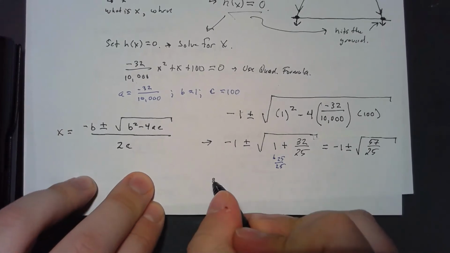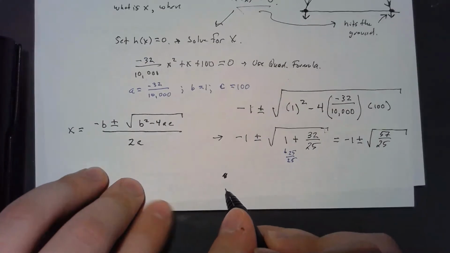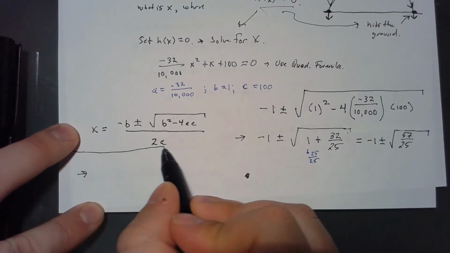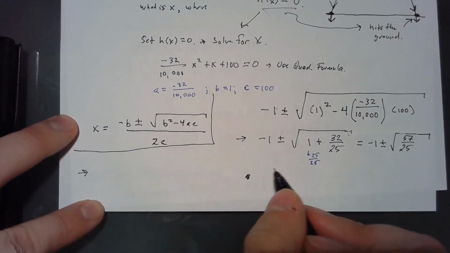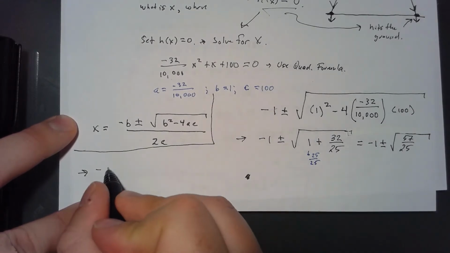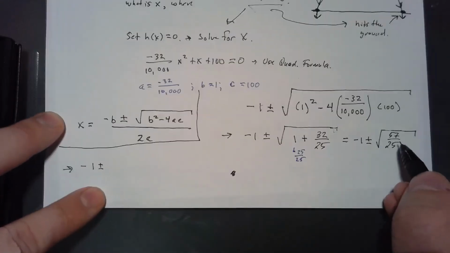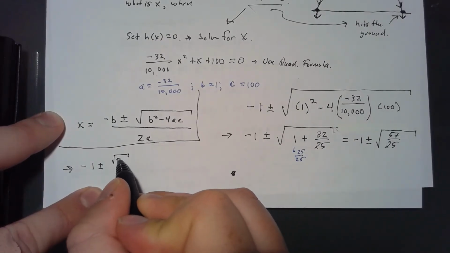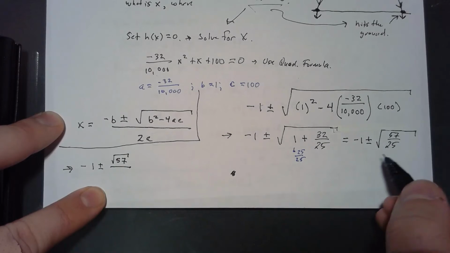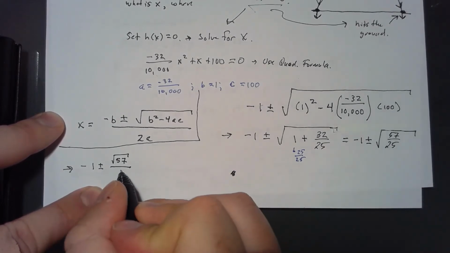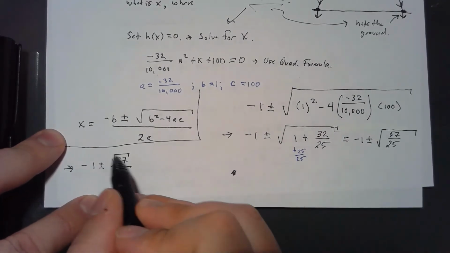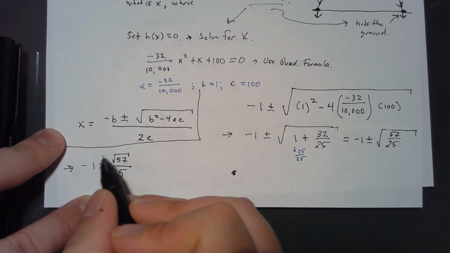So there's that. Let me come over here. I'm going to have negative 1 plus or minus... Now if I simplify the square root here, I could just write this as the square root of 57 over the square root of 25. But the square root of 25 is 5, so that's nice. And so this is what the numerator becomes.